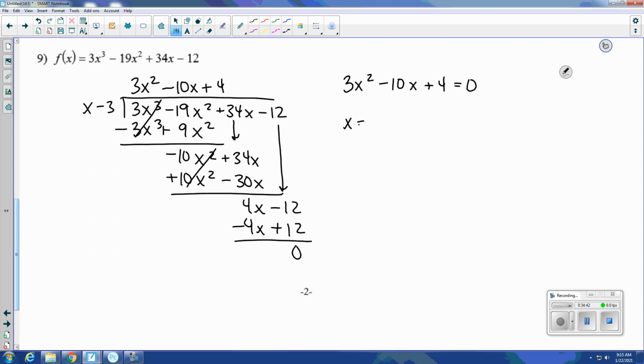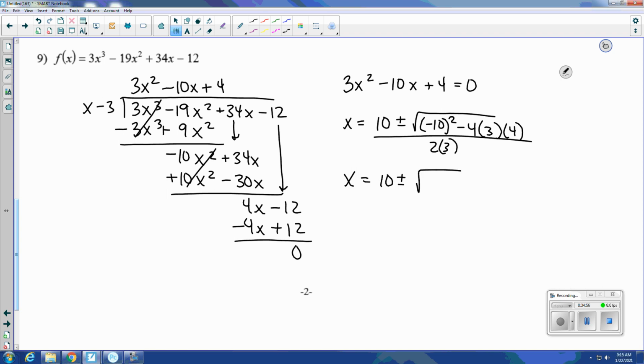So x equals negative b, so it's going to be positive 10, plus or minus the square root of b squared minus 4 times a times c, all over 2 times a. x equals 10 plus or minus the square root of, we're going to have 4 times 3 is 12, times 4 is 48. So 100 minus 48 is 52, over 6. The square root of 52 can be simplified.